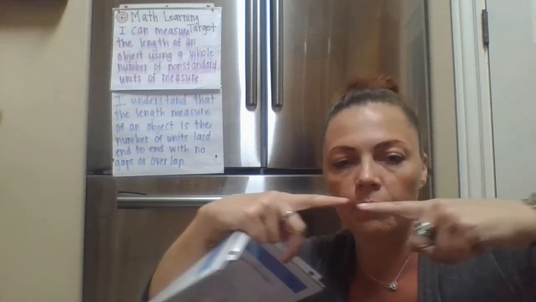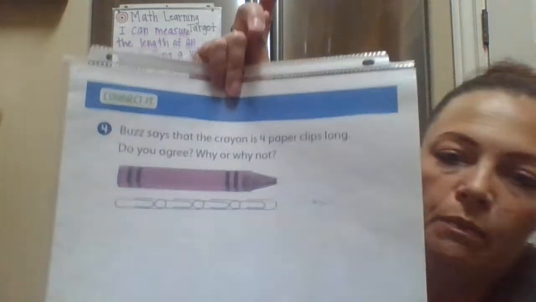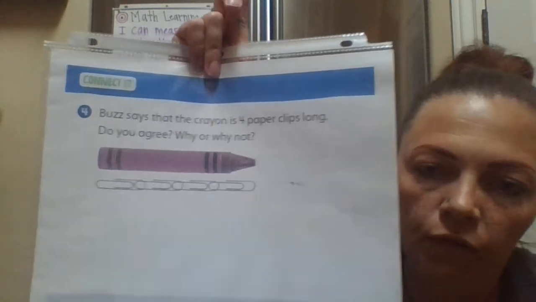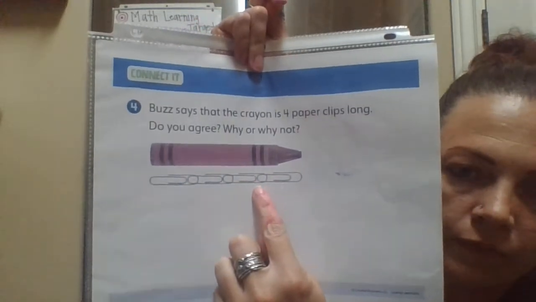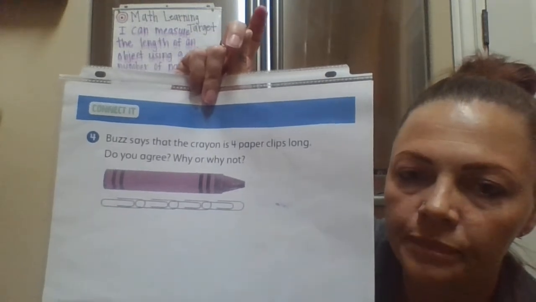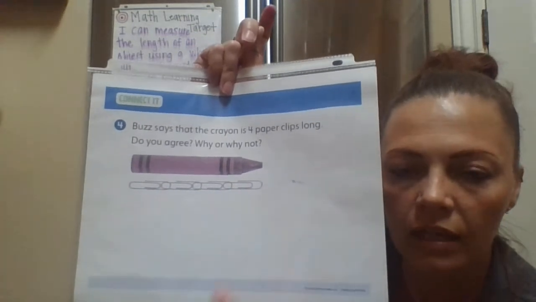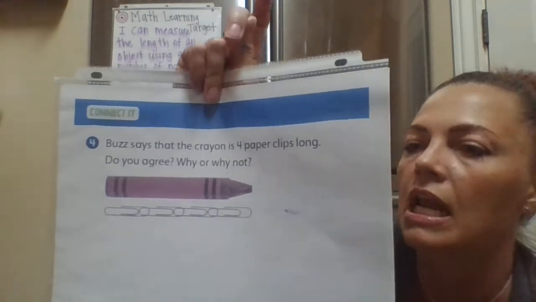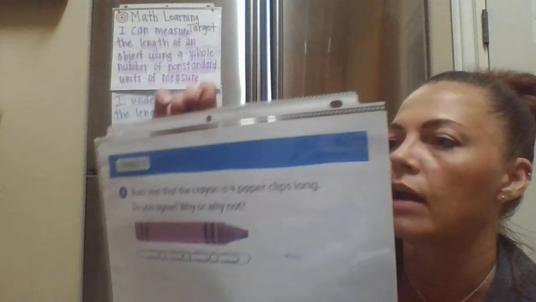Okay, remember overlap looks like this. Gap looks like this. Those paper clips are actually overlapping each other. They're overlapping if you look right here, right there, right there. They're overlapping each other like this. So did Buzz measure this correctly? He didn't. These are not laid end to end with no gaps and no overlap. So Buzz did not measure this correctly. Okay, let's take a look at this one.